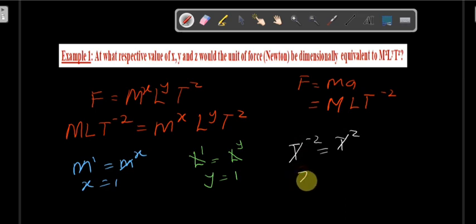So therefore z is equal to 1. So these are the values of x, y, and z. What I just did was to look for the dimension of F, start looking for the dimension of S, equate it to this side, and equate each like terms to each other.